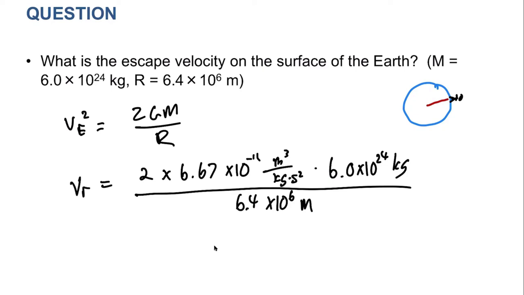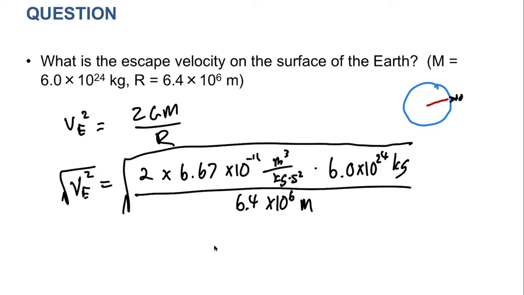This, of course, is the velocity squared. If we want to take the square root now of both sides to get the velocity, we should do that. So the velocity will be the square root of all of this. Plug that into your calculator, you get 11,000.